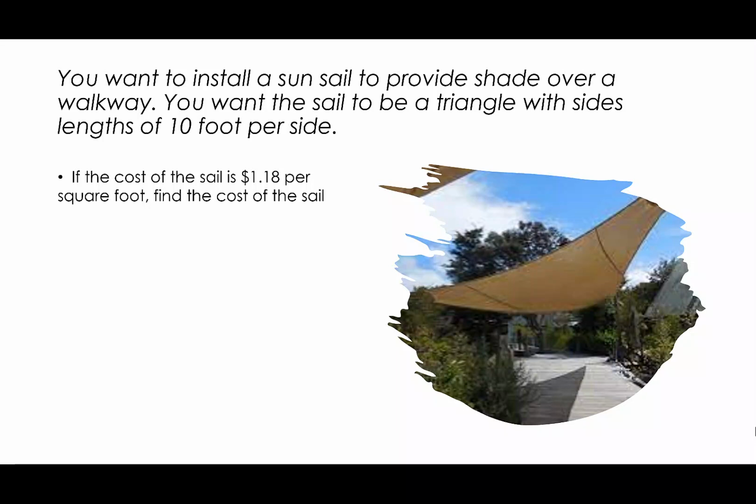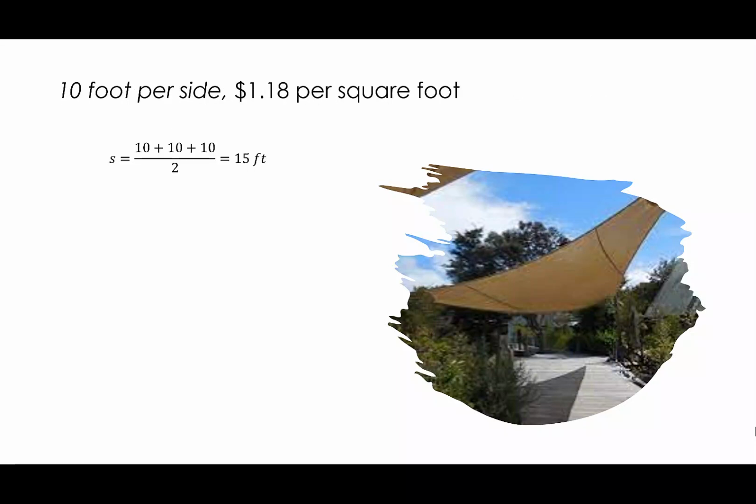Let's do that one more time, but this time let's add an application. Let's say you want to install a sun sail to provide shade over a walkway. You want the sail to be a triangle with sides of length 10 foot per side. If the cost of the sail is $1.18 per square foot, find the cost of the sail. Because all of the sides have the same length of 10 foot, we have an equilateral triangle.